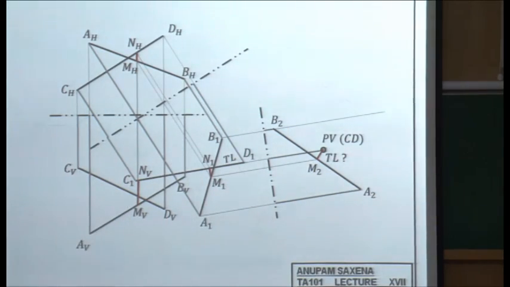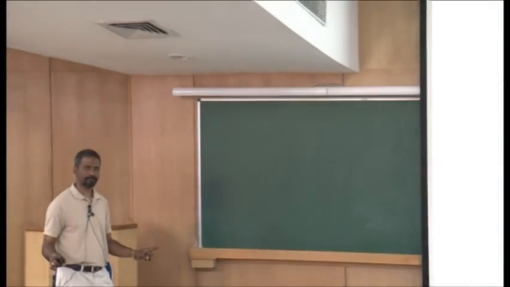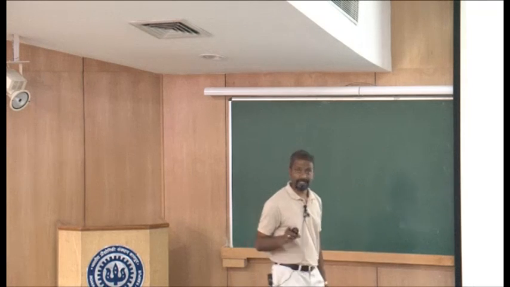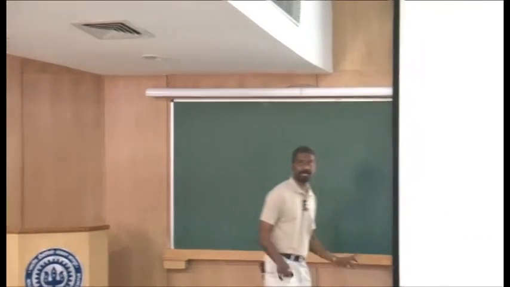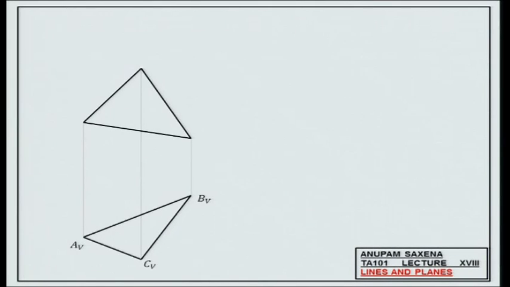Going forward, enough of lines, now into planes. Given the projection of a plane in the horizontal plane up there, and the projection of the corresponding plane in the vertical plane, these are the projections of a plane. AV, BV, CV down there, AH, BH, CH up there. Look at the corresponding vertical projections, they have to correlate. So A with A, B with B, and C with C.